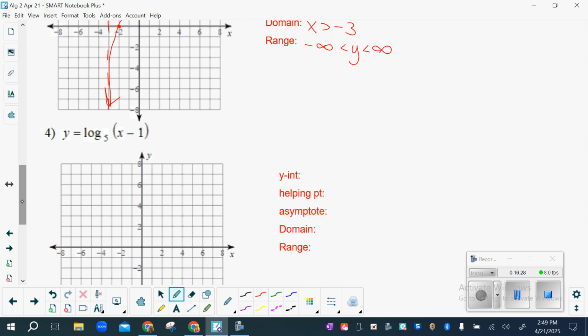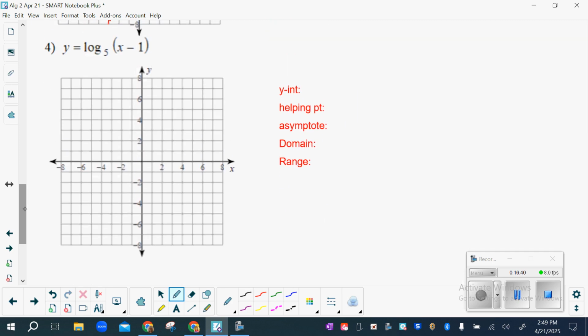Some of you are ready to start the assignment. I'm going to go ahead and pass out the worksheet. I'll do this problem up here.